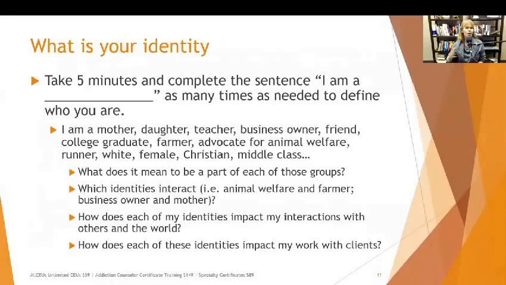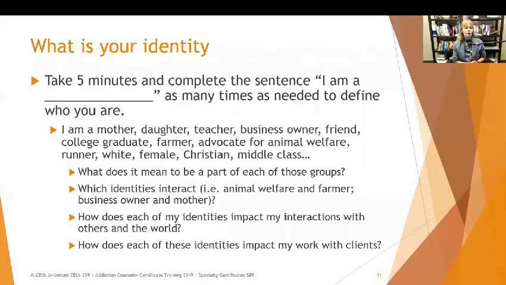So thinking about it, and we're not going to take a whole 5 minutes here, but this is an activity that you can do on your own if this is a relatively new topic to you. Take 5 minutes and complete the sentence, I am a, as many times as needed to start to define who you are. After 5 minutes, you may still be going strong, but I usually call it 5 minutes because it gives people an idea. For example, I'm a mother, daughter, teacher, business owner, friend, college graduate, farmer, advocate for animal welfare, runner, white, female, Christian, middle class. Those are just a few of the ones that I came up with.